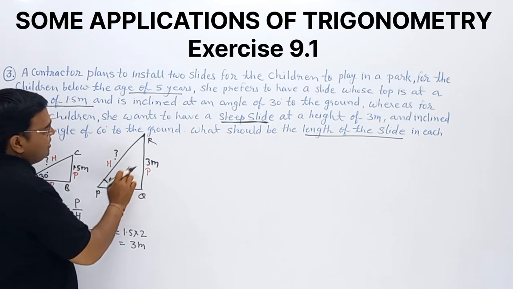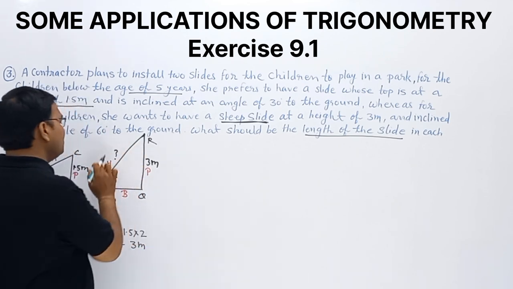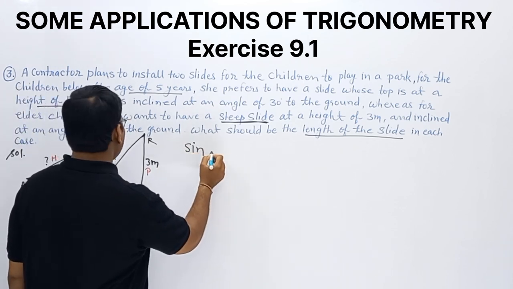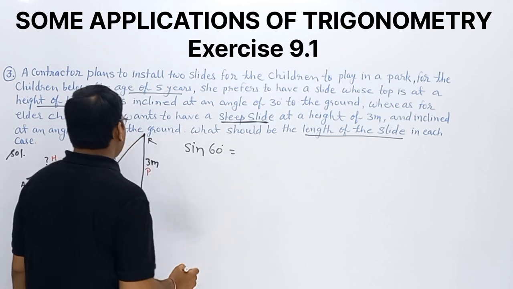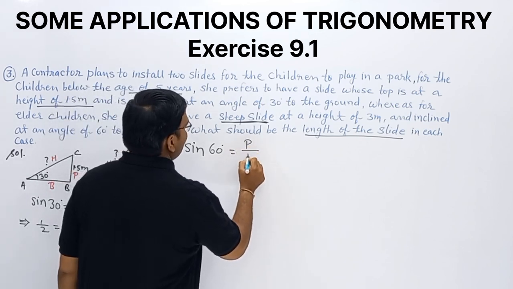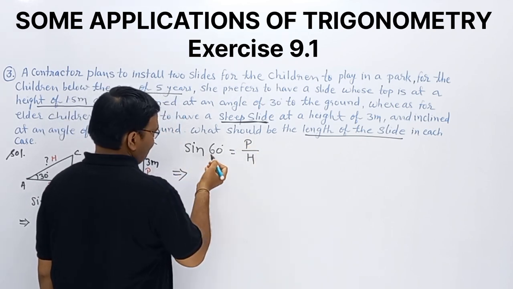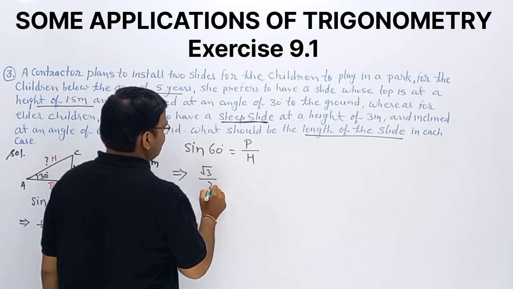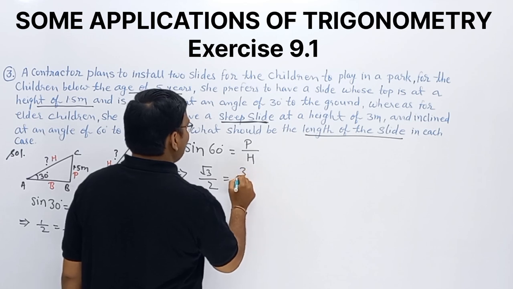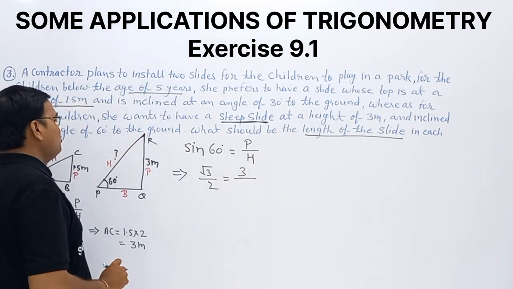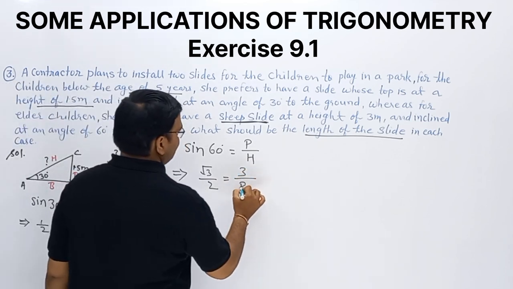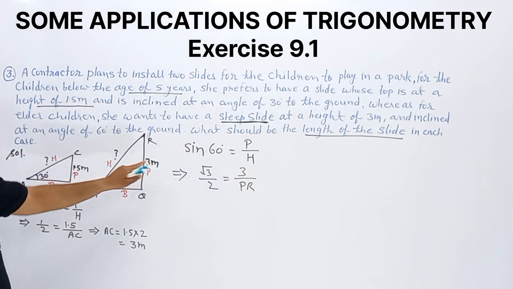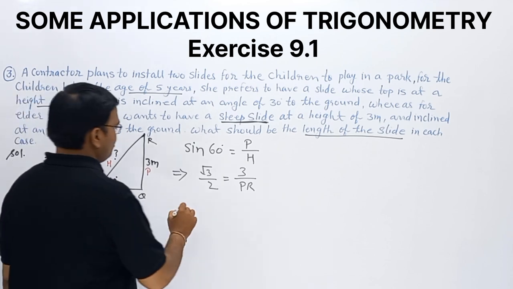Again we are having one angle and one side, so we want this hypotenuse, the length of this slide. So again we will use sine 60 degree, sine theta equal to perpendicular upon hypotenuse. Sine 60 will be square root of 3 by 2, and the perpendicular is 3 meter, and the hypotenuse is what we want. This is PR, the length of the slide for elder children. Clear?